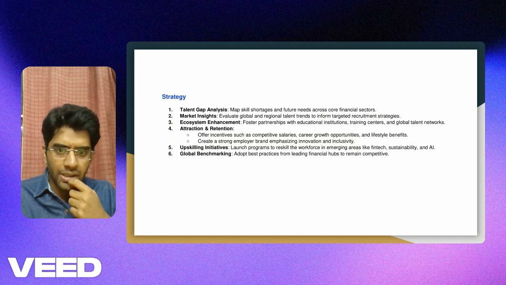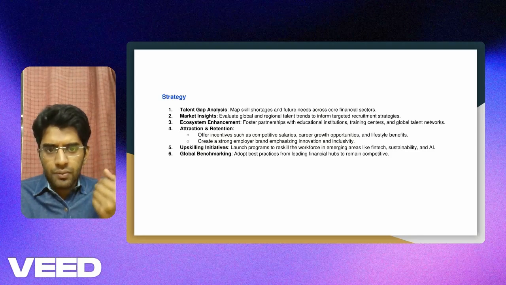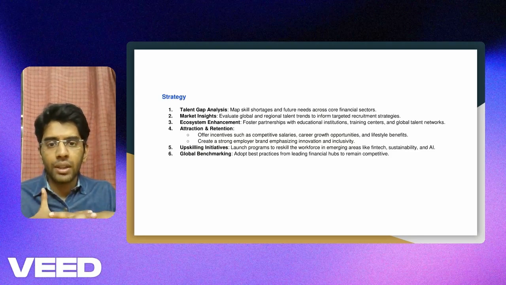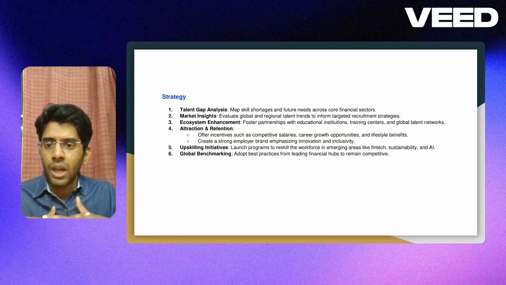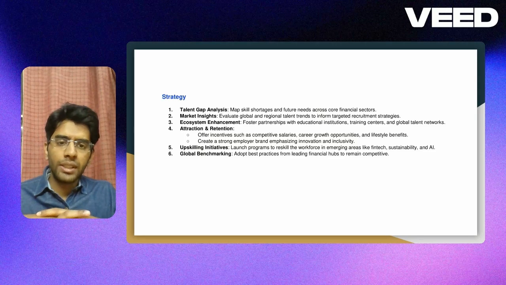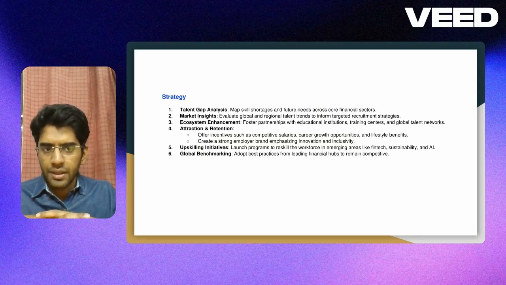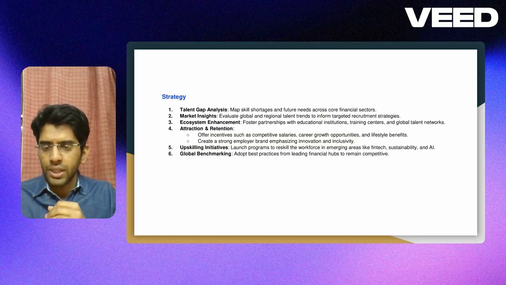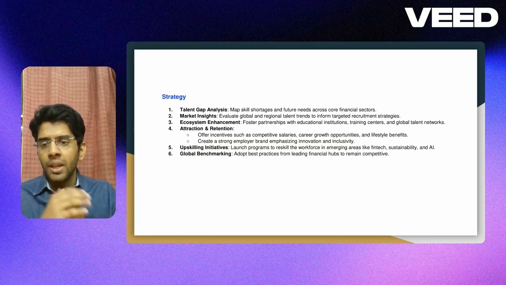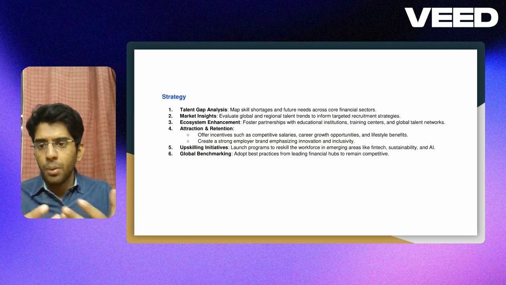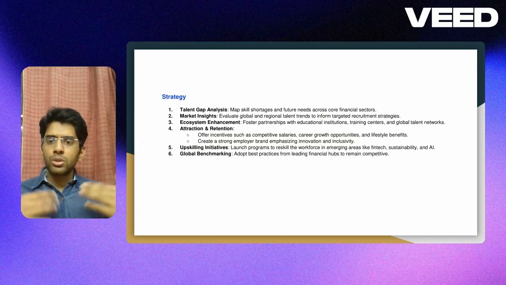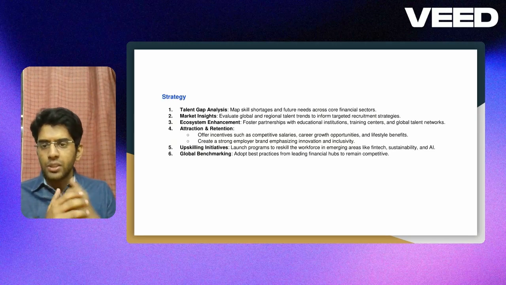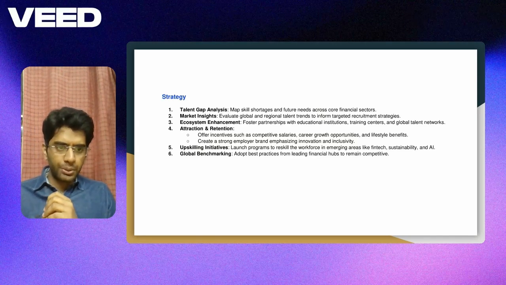The second is attraction and retention. For attraction, we need to revisit whether the incentives we are offering, like competitive salaries or the opportunities the financial hub is offering, are on par with opportunities outside the nation. The overall package we are giving to the talent should be of par excellence. It should also be great. We need to revise that also.